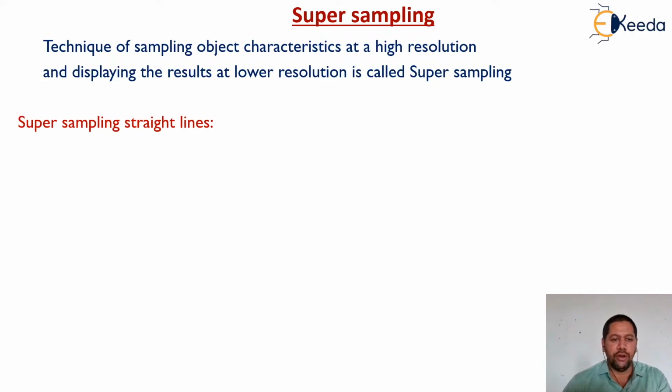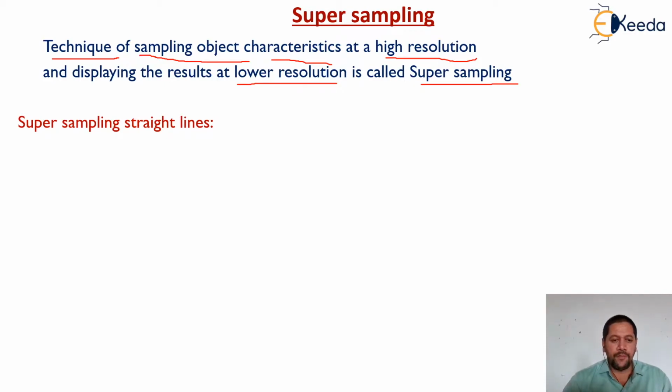We have already learned the definition of super sampling. What is meant by super sampling? Super sampling is one of the methods used for anti-aliasing to remove the aliasing effect. The general definition is that super sampling is a technique of sampling object characteristics at a higher resolution. So we sample at a higher resolution and display the result at a lower resolution, which is called the method of super sampling.